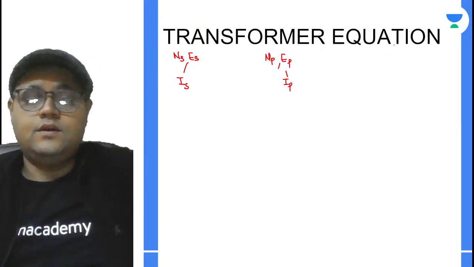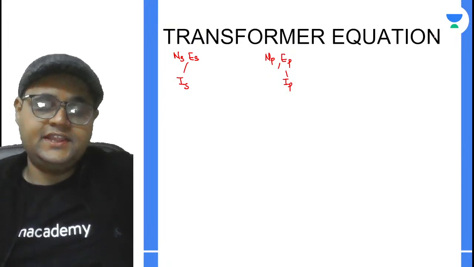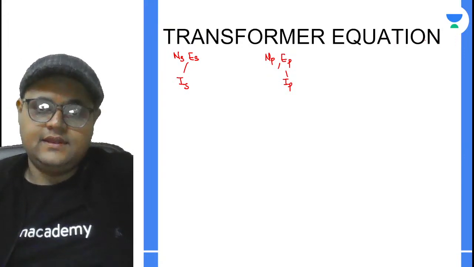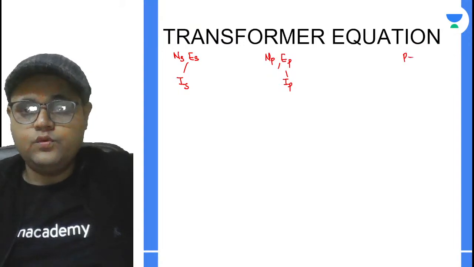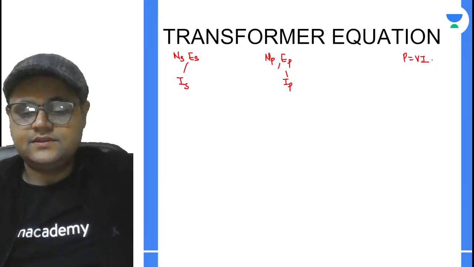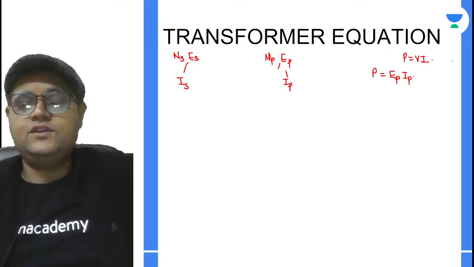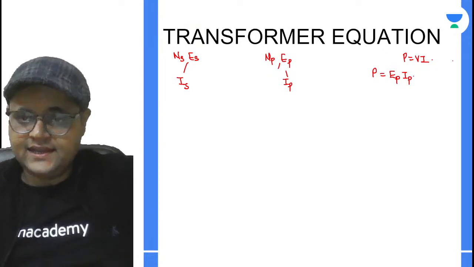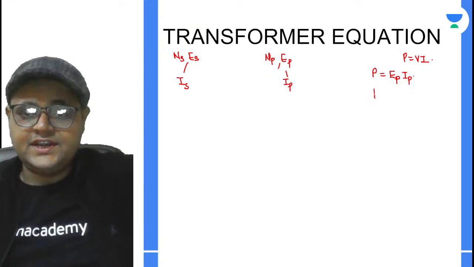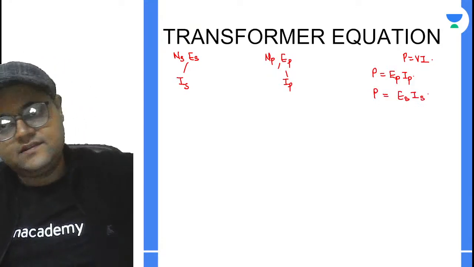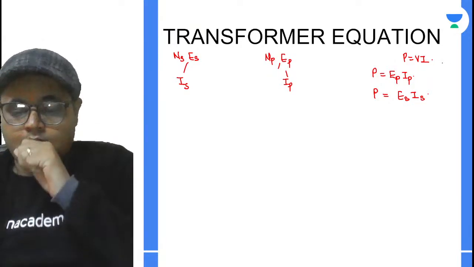Now tell me, what will be the power generated at the primary side? P is equal to V into I, we have studied this. So at the primary side, the power generated will be EP into IP. Yes, this will be the value of the power generated, right? And what power will be generated at the secondary side? It will be ES into IS. I hope you understand this.